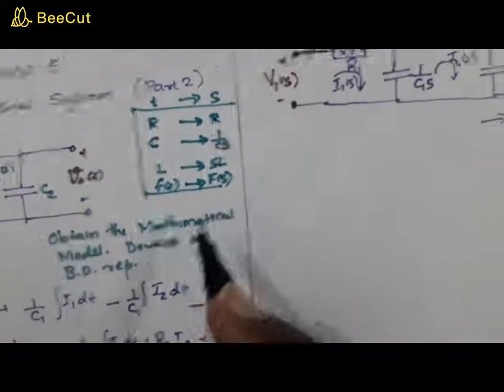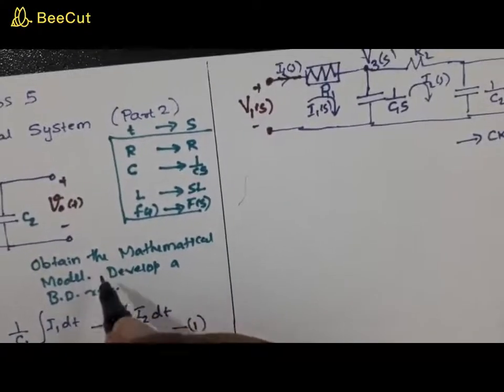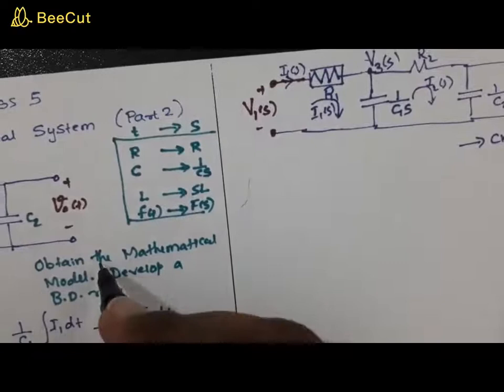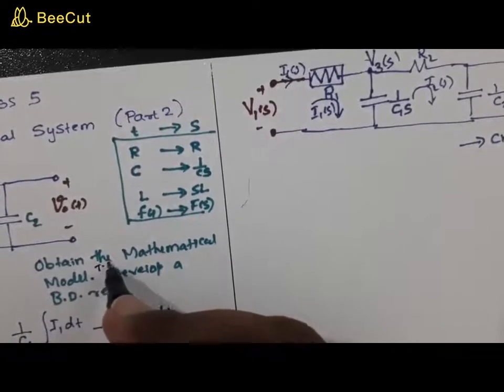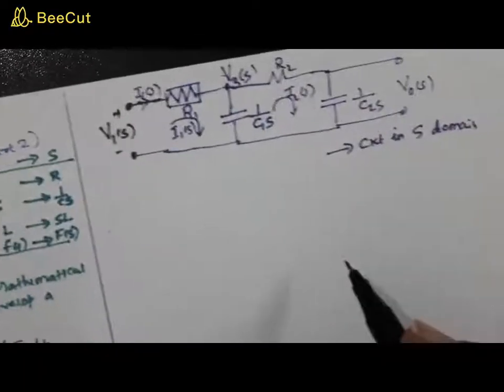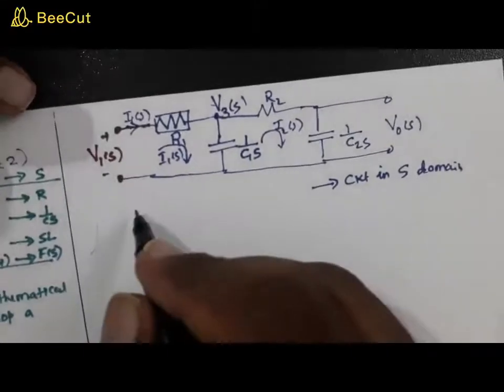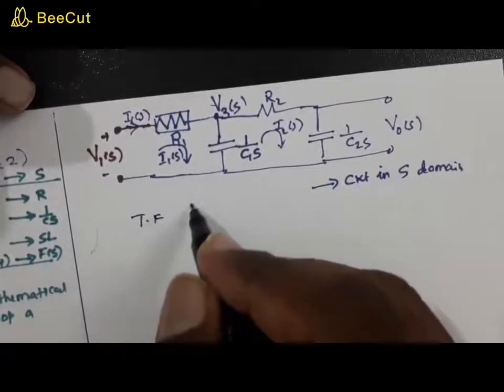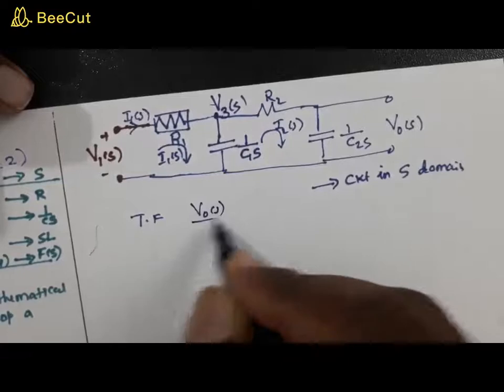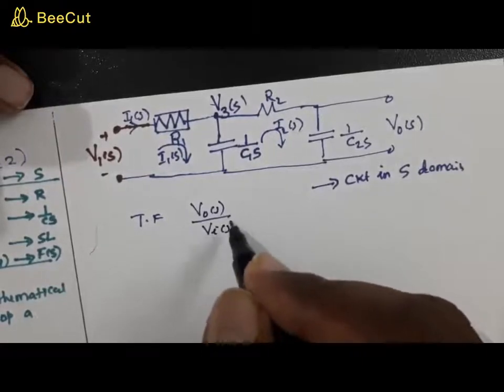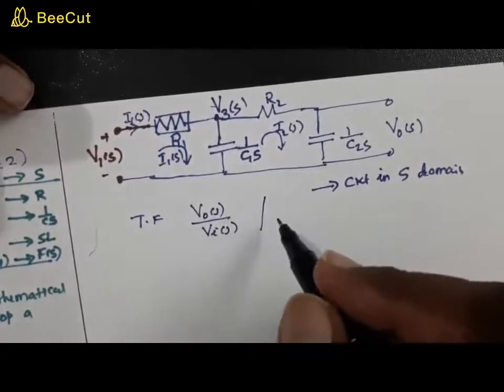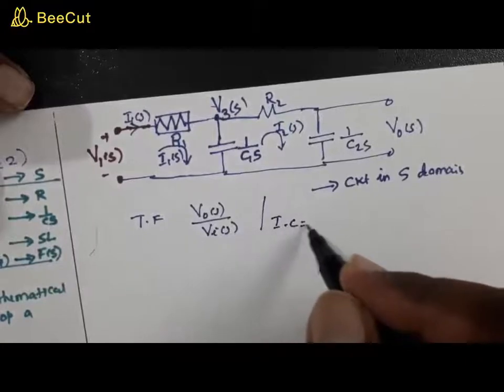Our next aim is to obtain the transfer function. The question here is to obtain the mathematical model and the transfer function. So you are supposed to find out the transfer function. Now we know that the transfer function is nothing but V0 of s by Vi of s with the initial condition set to 0, right?